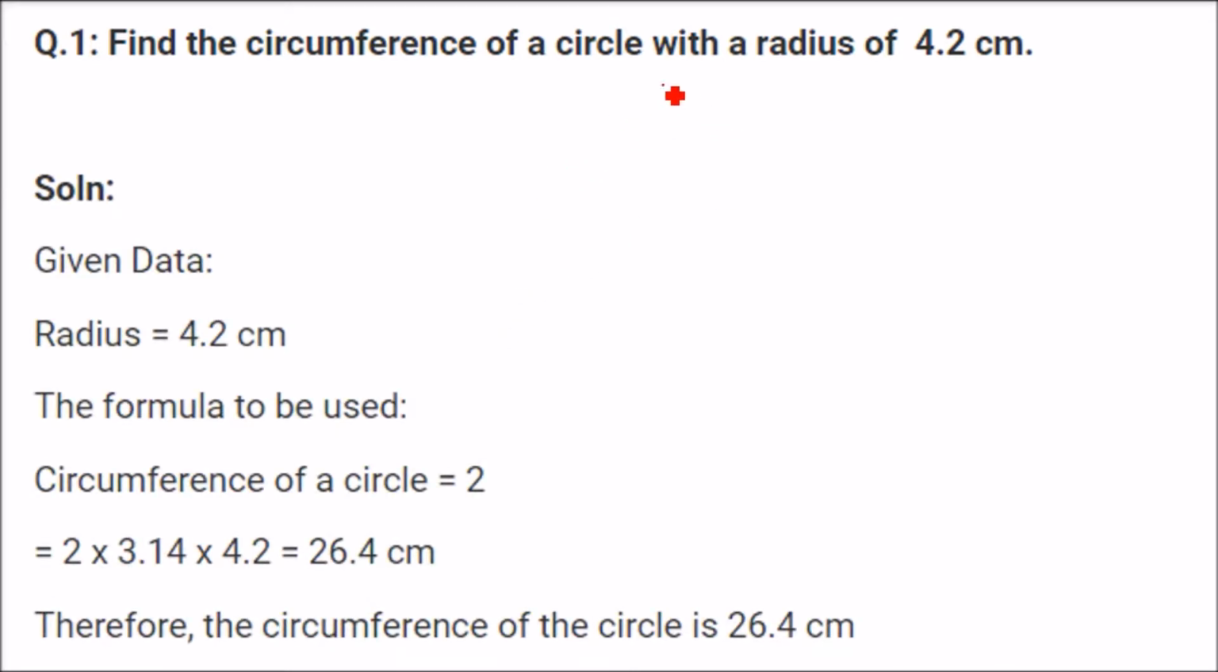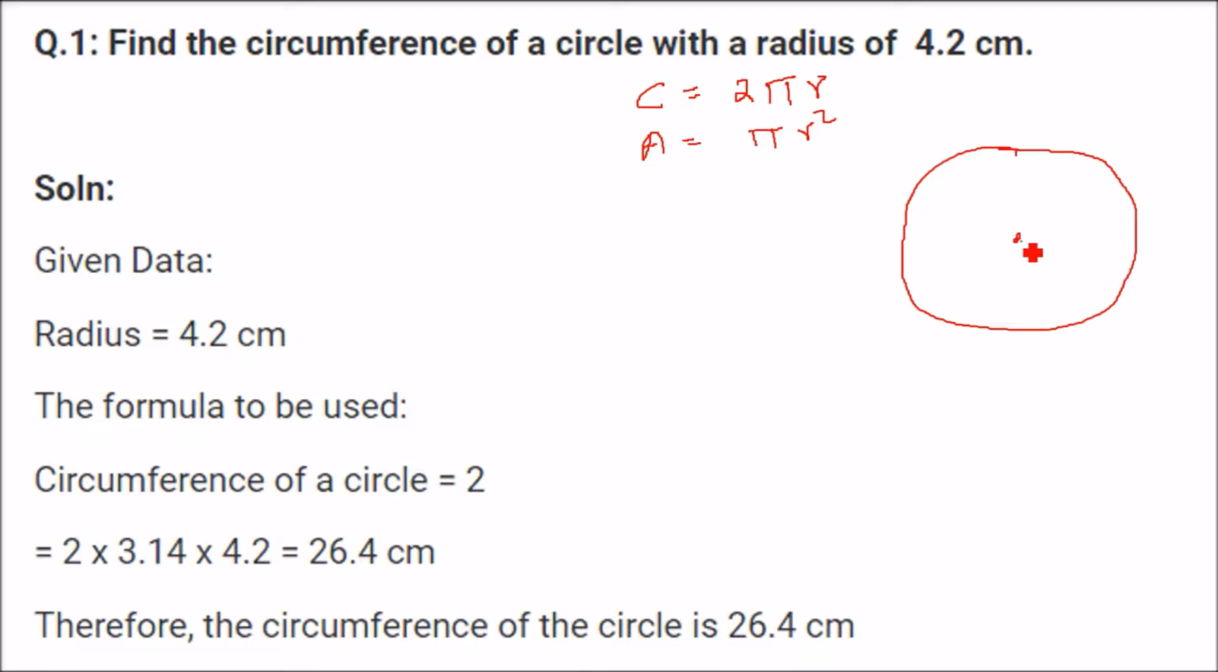Let me tell you that the formula for circumference is 2 pi r, and the area of a circle is pi r square. If I make a circle, and this is the center and this is the radius, then the circumference of a circle is the boundary. The boundary of this region, or you can say the periphery of this region, is nothing but the circumference. So we'll use the formula 2 pi r.